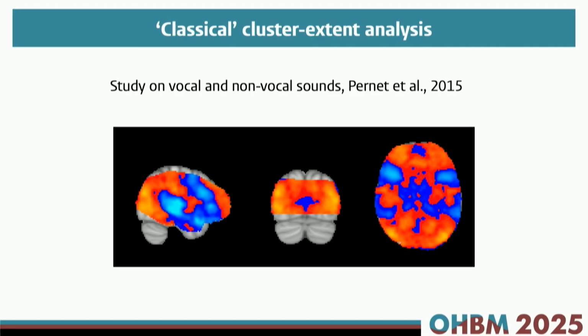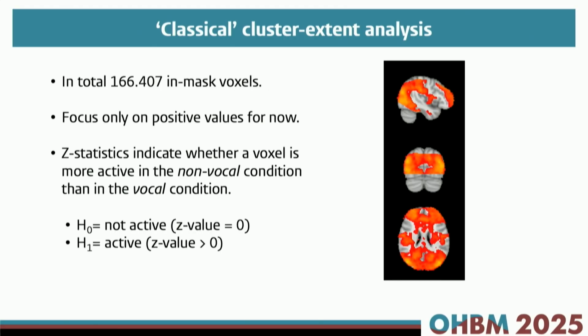We'll focus on the positive ones for now, so we're left with a map like this. What we have in total is over 166,000 in-mask voxels, meaning we have 166,000 voxels where we want to test activations. And what we see here are Z statistics, and they indicate whether a voxel is more active in the non-vocal condition than in the vocal condition.